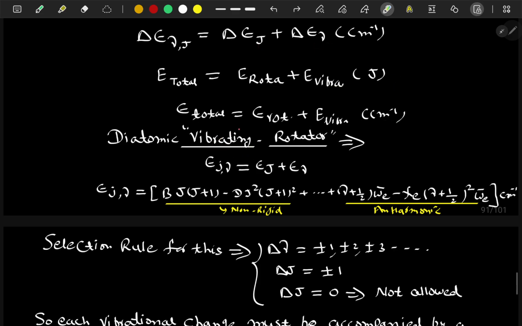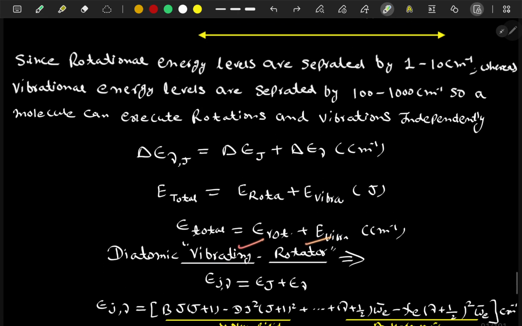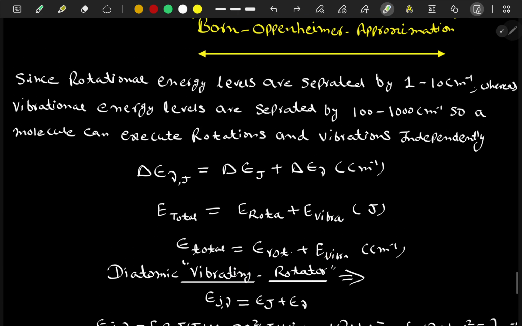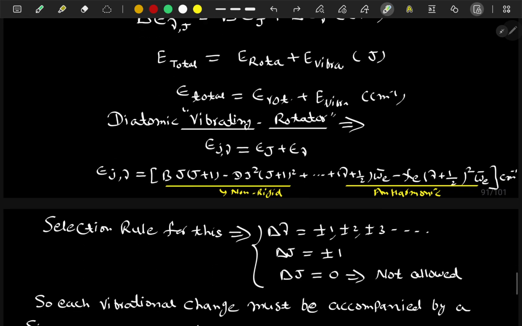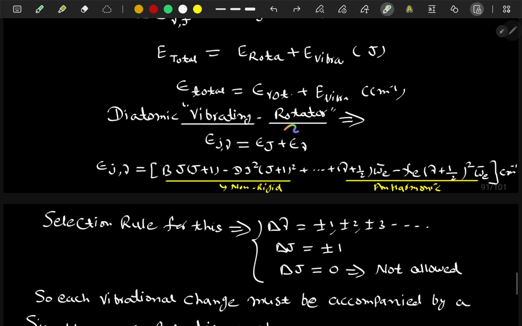Now for a diatomic vibrating rotator, what Born-Oppenheimer suggests is that the rotational energy levels have this separation, and the vibrational separation is this, so the gap is very high between these two, so a molecule can execute rotation and vibration independently, right? One molecule can show rotation as well as vibration, you have to find that out. Now diatomic vibrating rotator, E(J, v) equals E_J plus E_v.